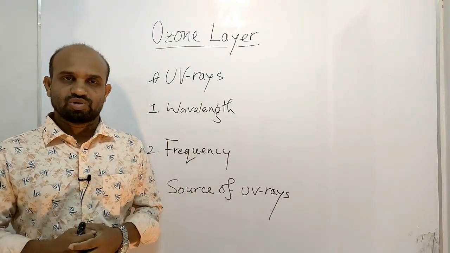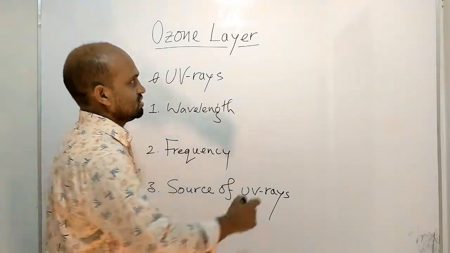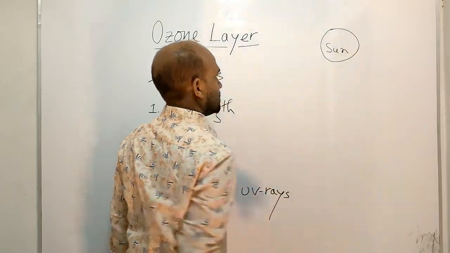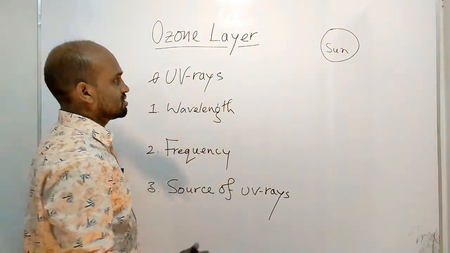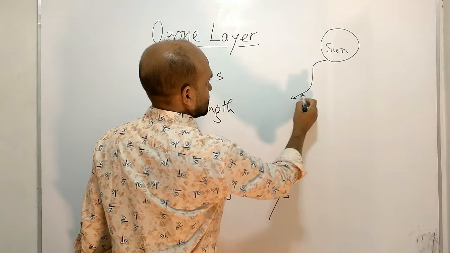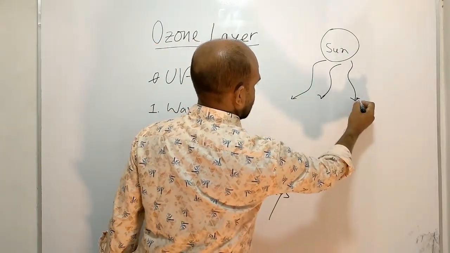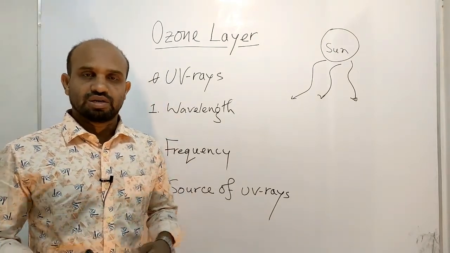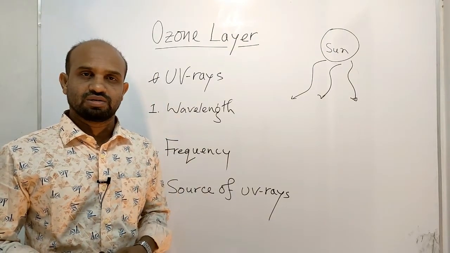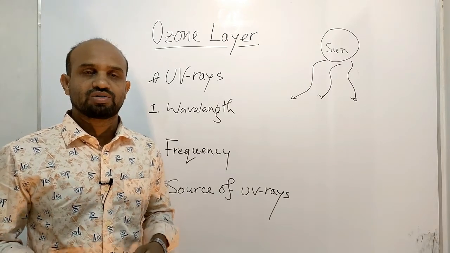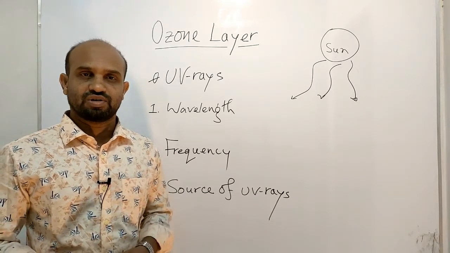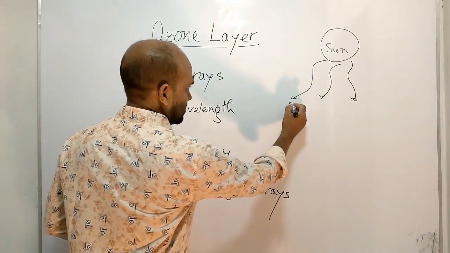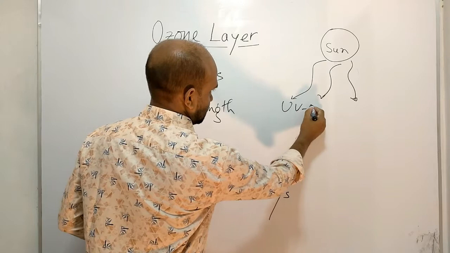Let's learn something about UV rays. Let's consider this is sun. It supplies different kinds of radiation or rays like gamma rays, X-rays, UV rays or ultraviolet rays, visible light, microwave, radio wave, etc. So one of these radiations is UV rays.